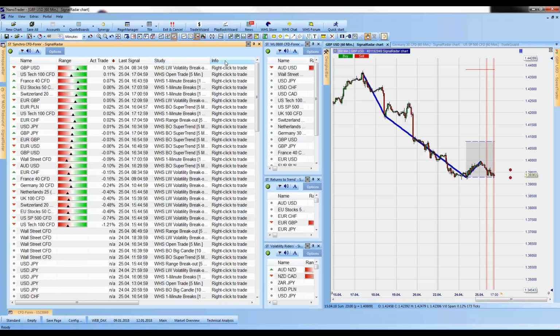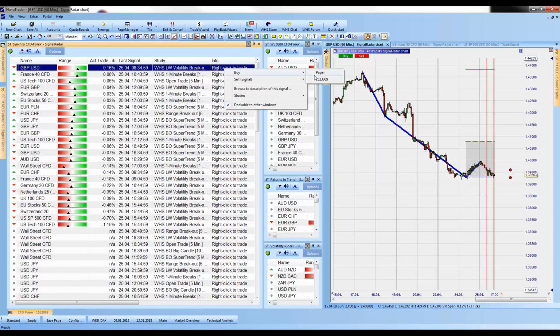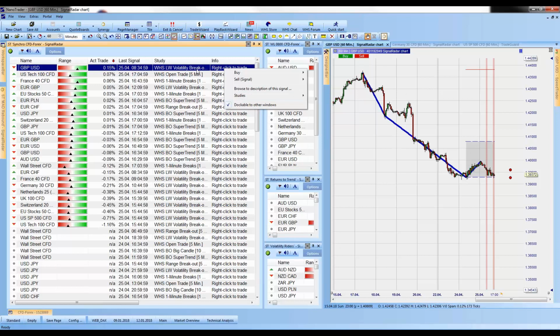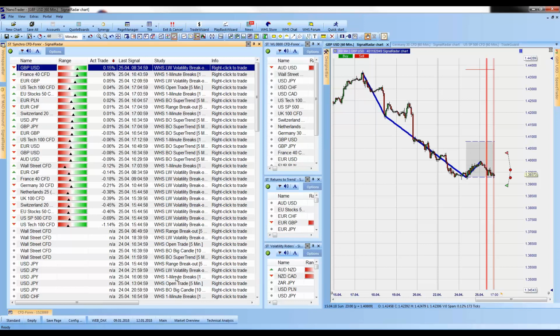Here, if I want to do a similar trade, I can do a right click and select an account. I can go in the direction of the signal. I could be a contrarian. I can also open a chart for this particular instrument, etc. So it's quick and easy to go via this right click button.